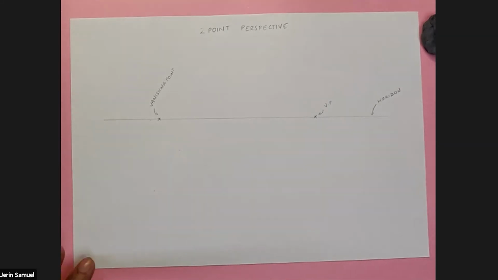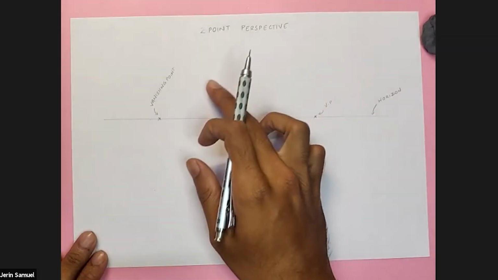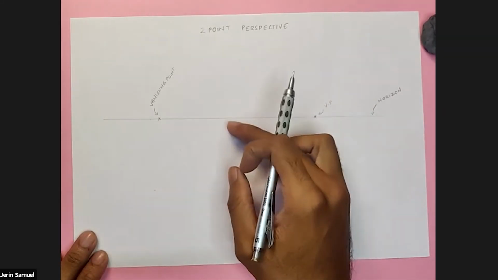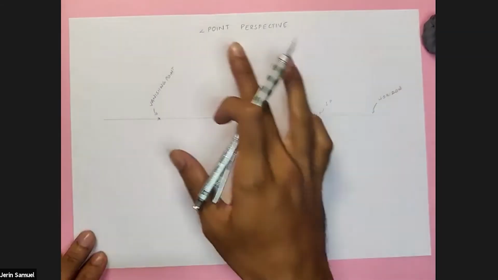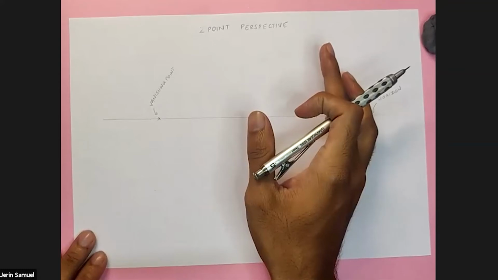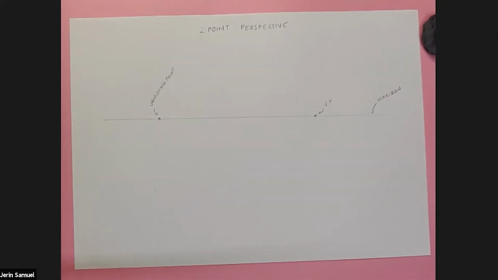Now what we're going to do is, whatever object that we're going to make in the center should start from these 2 points. Understood? That is basically what you call 2-point perspective art. Whatever object we make in the center should start from these 2 points.